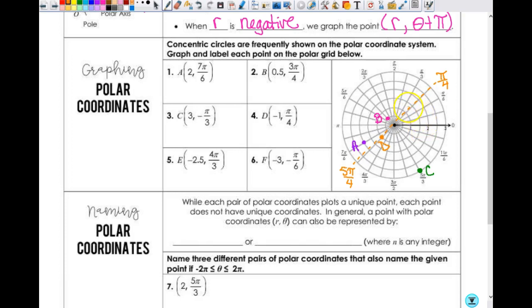So you just rotate, and if it's a positive 1, it's over here. If it's a negative 1, you pass through the pole. But the reason you're passing through the pole is because what you're doing is adding pi. Okay, like we're using the rule, we're just not thinking of it that way. Okay, so you try and do E that way. Number 5, E.